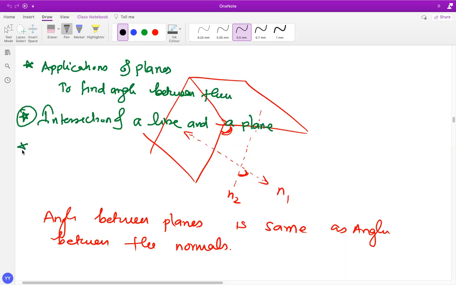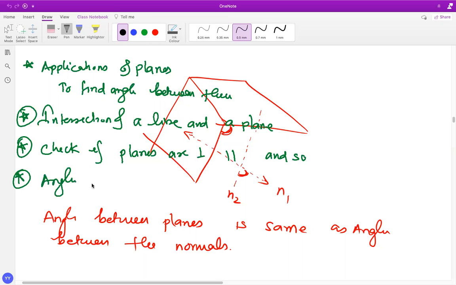The third concept here is to check if planes are perpendicular, parallel, and so on. So these are the IB strategic questions that they give. The fourth key concept is to find the angle between a line and the plane. So we're going to try to cover this part. Then the last one is the intersection of planes.